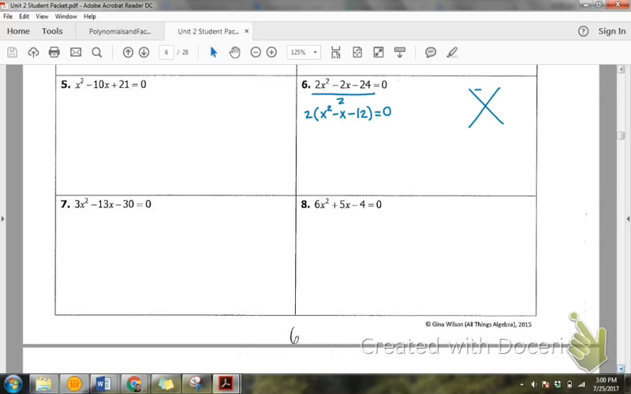So what two numbers multiply to get a negative 12 and add to get a negative 1? What numbers are you guys choosing? Negative 4 and 3. Good. Remember, because the coefficient of our x squared is 1, we can just take the shortcut. So I have x minus 4, x plus 3 equals 0, but I still have this 2.